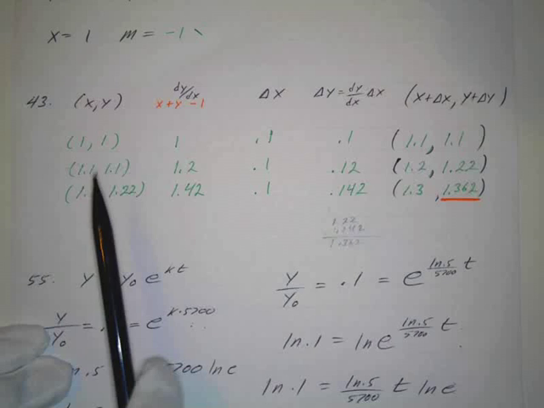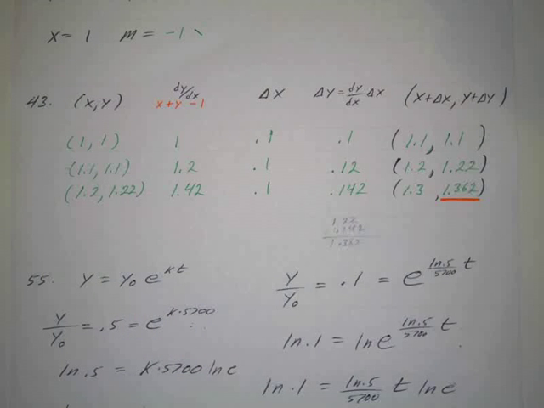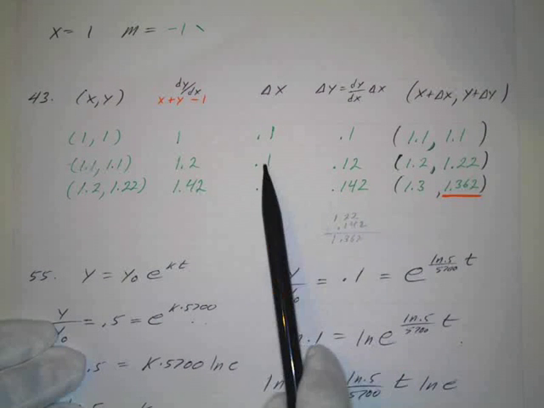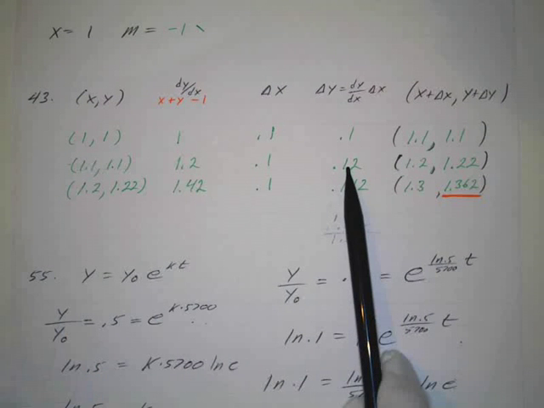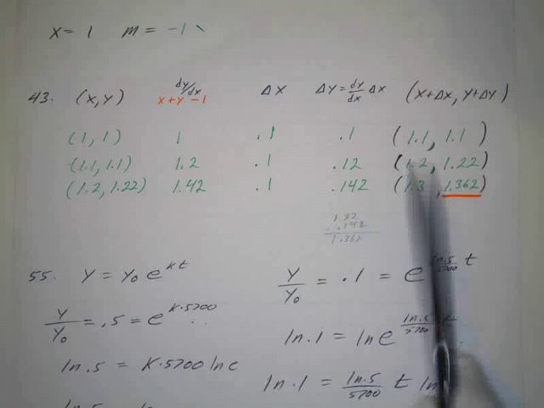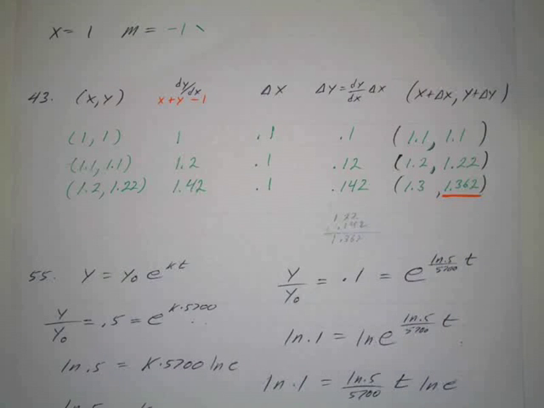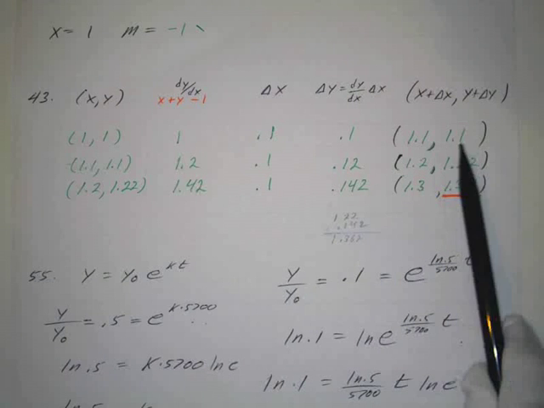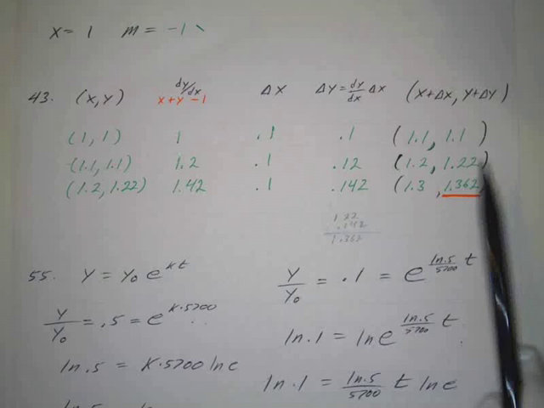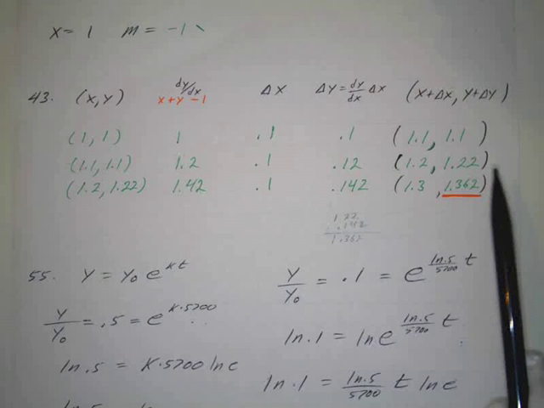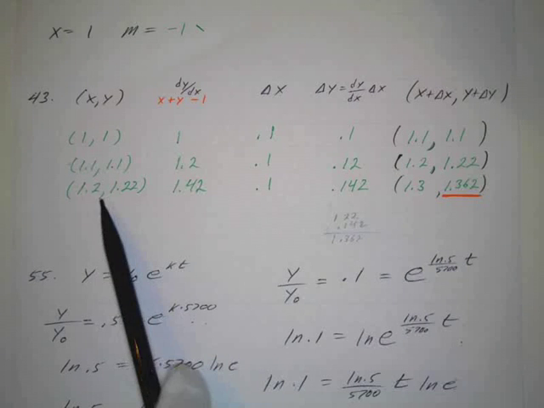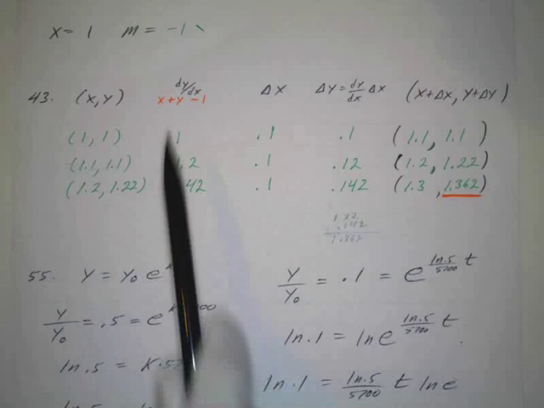Now the derivative is x plus y. Well, 1.1 plus 1.1 is 2.2. Subtract 1 is 1.2. Multiply that by 1/10, it's 0.12. And that becomes my delta y. So again, I add 0.1 to the x, so I get 1.2. And then I add the 0.12 to the y, y plus delta y, and I get 1.22. So that's my new point. I'll do the same thing again.